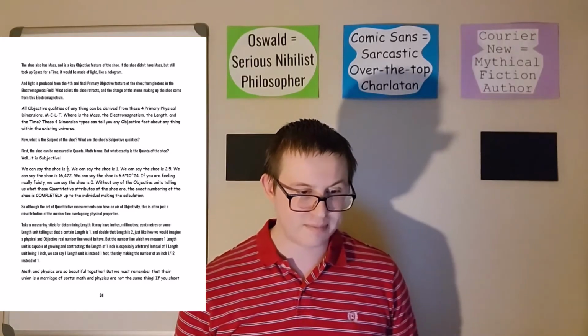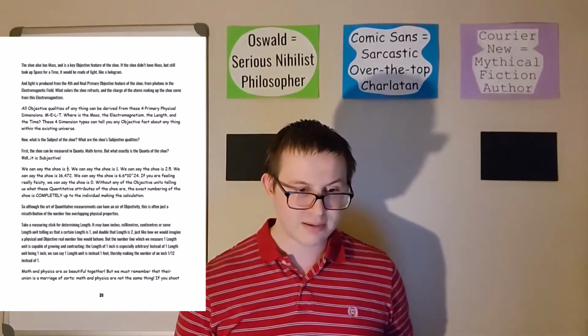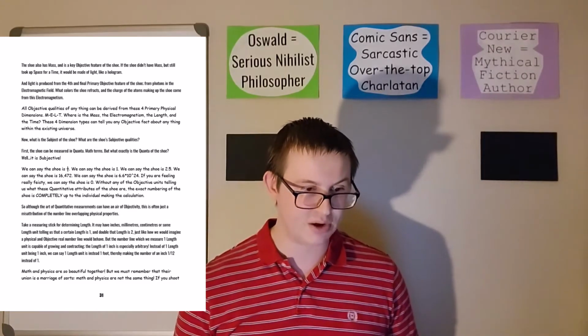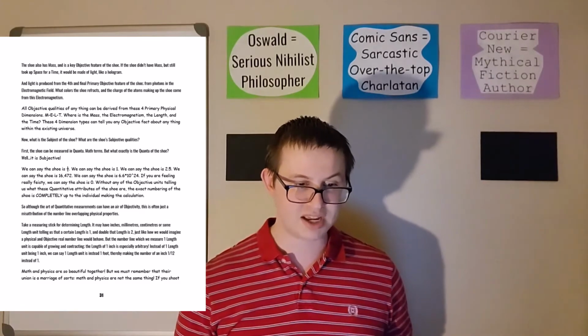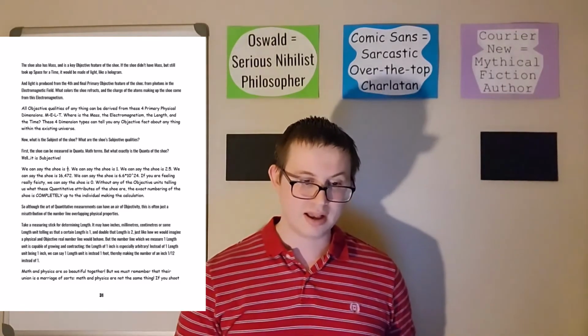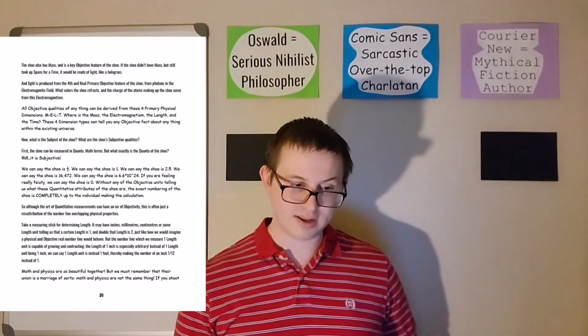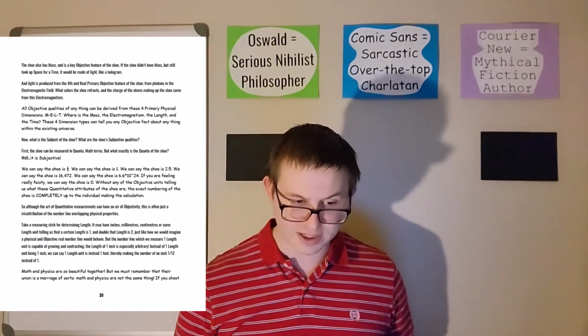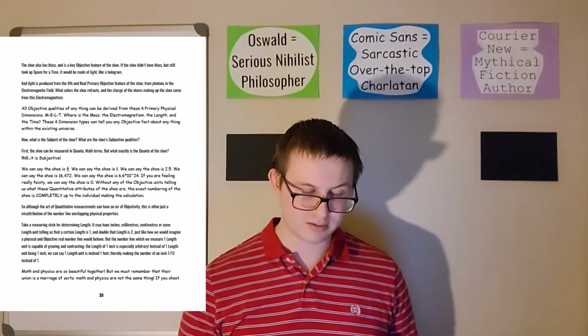Just like how we would imagine a physical and objective real number line would behave. But the number line on which we measure one length unit is capable of growing and contracting. The length of 1 inch is especially arbitrary. Instead of one length unit being 1 inch, we can say one length unit is instead 1 foot, thereby making the number of an inch 1/12 instead of 1.